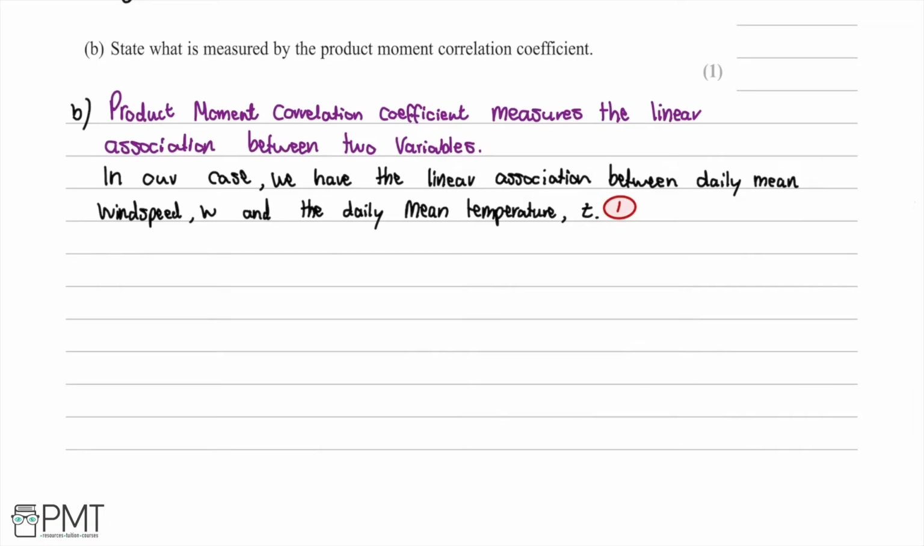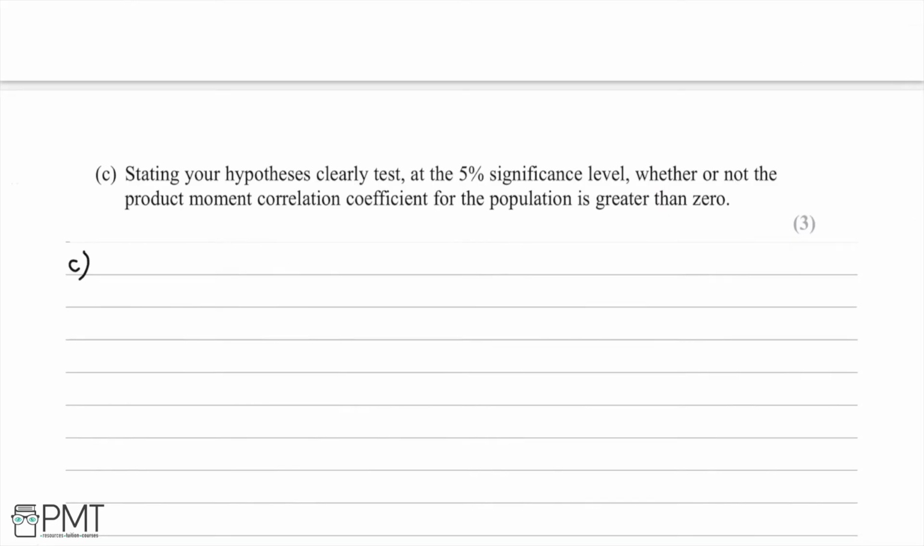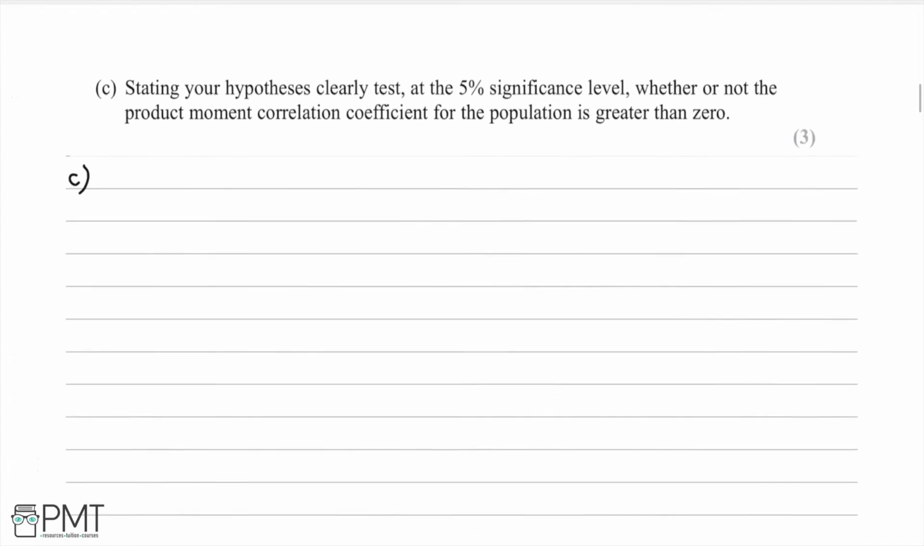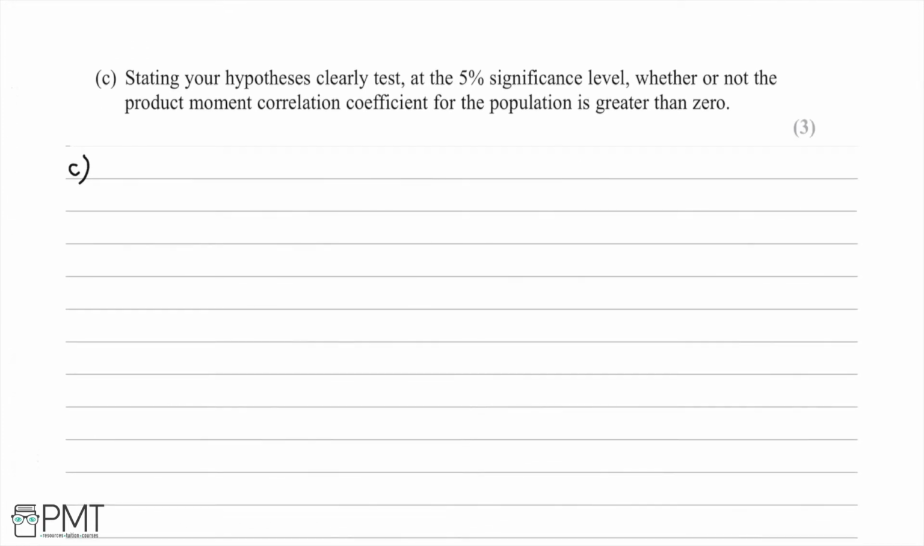So in part C of the question we're asked to state hypotheses and test at the 5% significance level whether or not the product moment correlation coefficient for the population is greater than 0. So we start off by noting that we're testing at 5% significance level. So we have that alpha is going to be equal to 0.05. And what we now must do, we must state a null hypothesis, H0, and then we'll have an alternative hypothesis, H1.